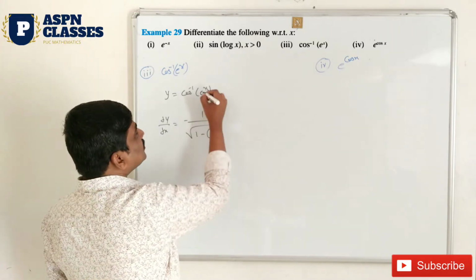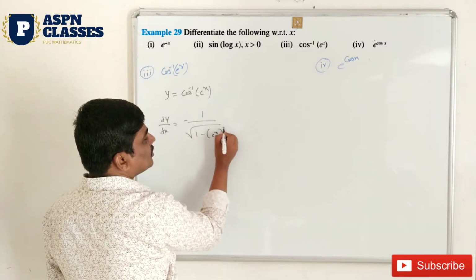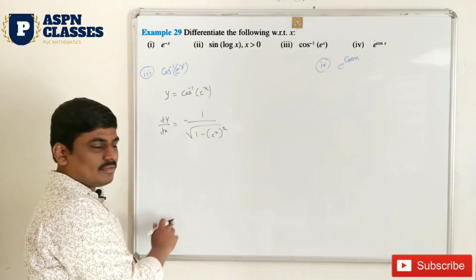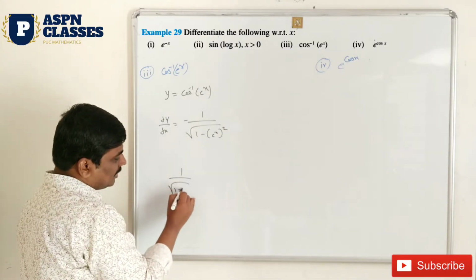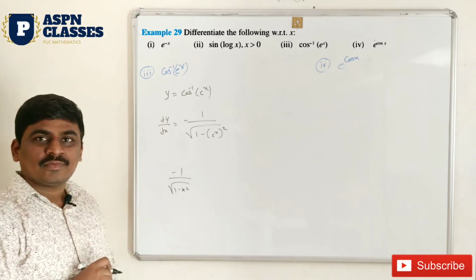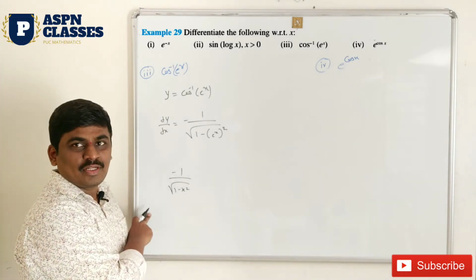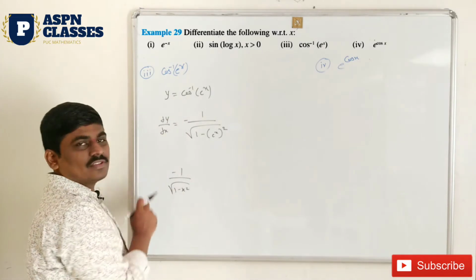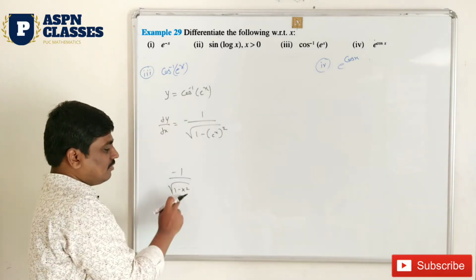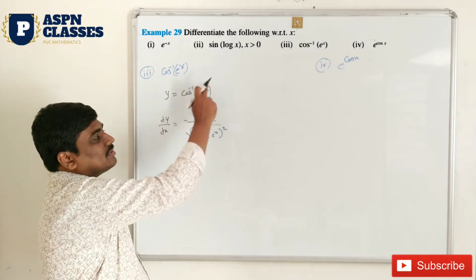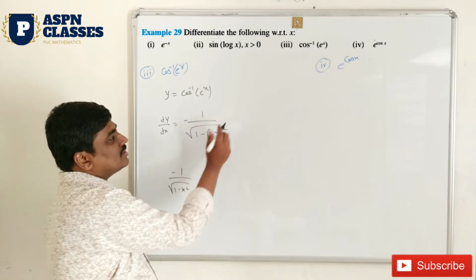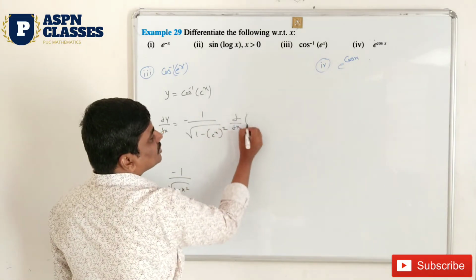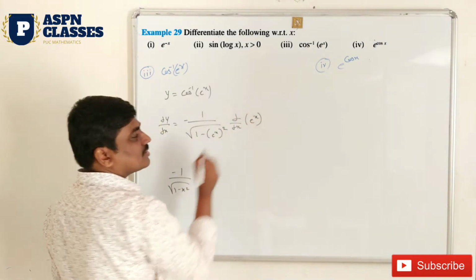In the place of x, what is the result here? e raised to x whole square, correct. All of you know this formula, 1 divided by root of 1 minus x square. If the minus sign is there, that is the cos inverse formula; without the minus sign, it is the sine inverse formula. In the place of x, what is the extra term? e raised to x. So I will write e raised to x, and that extra term you have to differentiate. What is the extra term? e raised to x.